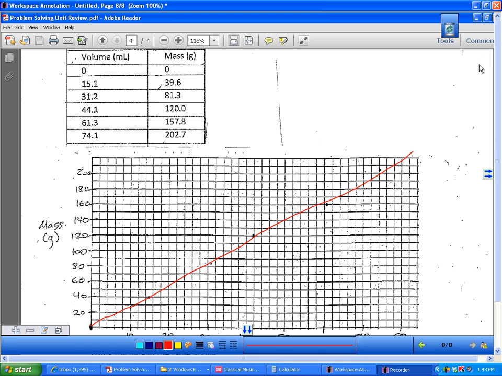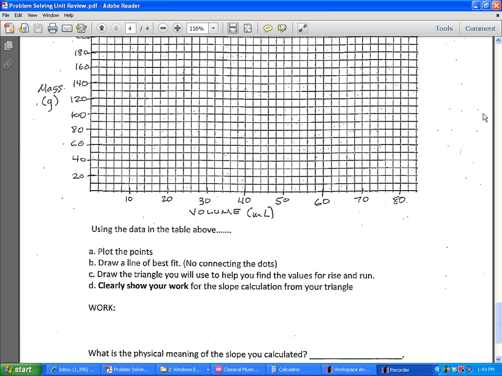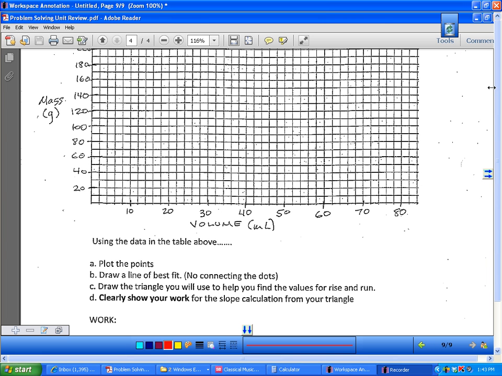And then it asked me to do a couple of things. So let's go down here and see what they want. They wanted me to plot the points. I did that, and I have no idea where it went. They wanted me to draw the line of best fit, and I attempted. And then they wanted me to draw that triangle, so I'm going to kind of, not doing well. I don't know why my line disappeared.